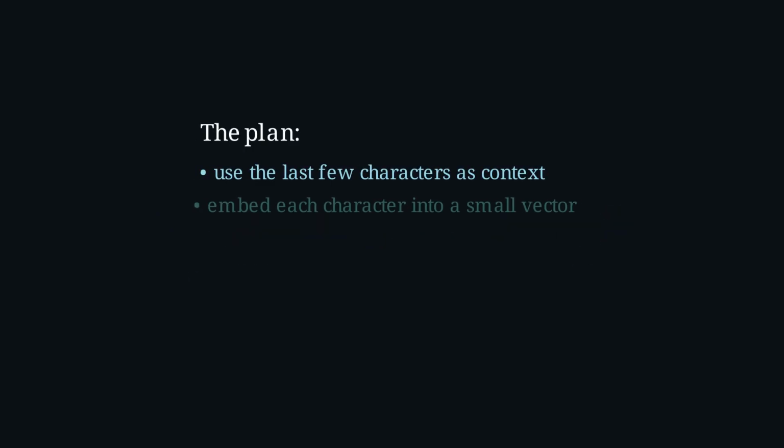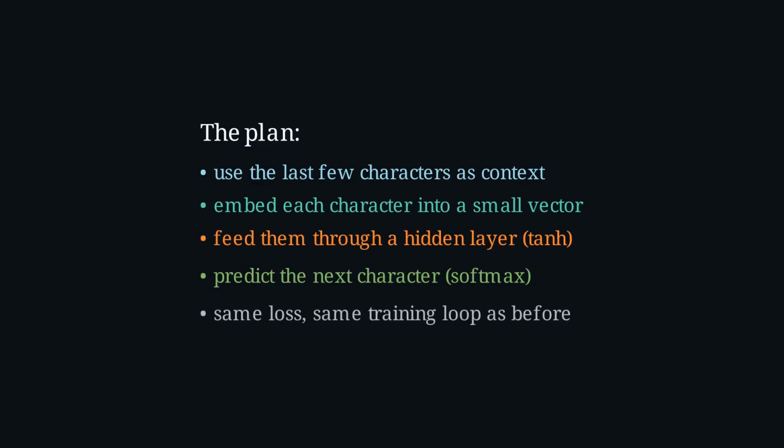Here's the plan. We'll feed the model the last few characters instead of just one. We'll embed each character into a small learned vector. We'll push those through a hidden layer with a tanh nonlinearity. And we'll predict the next character with a softmax. The loss and the training loop are exactly the ones you already know.